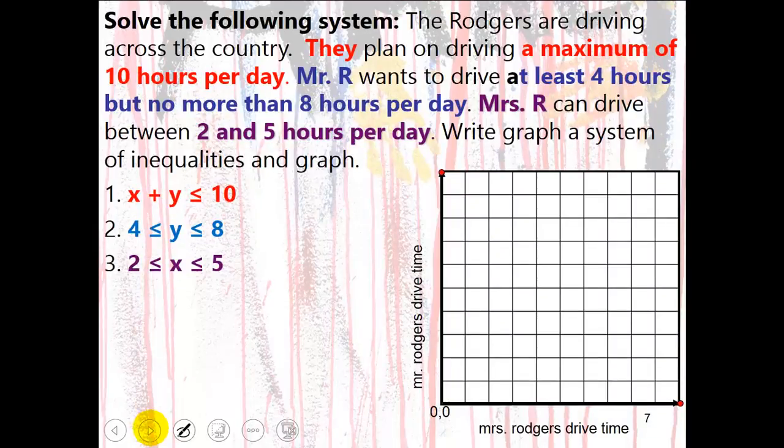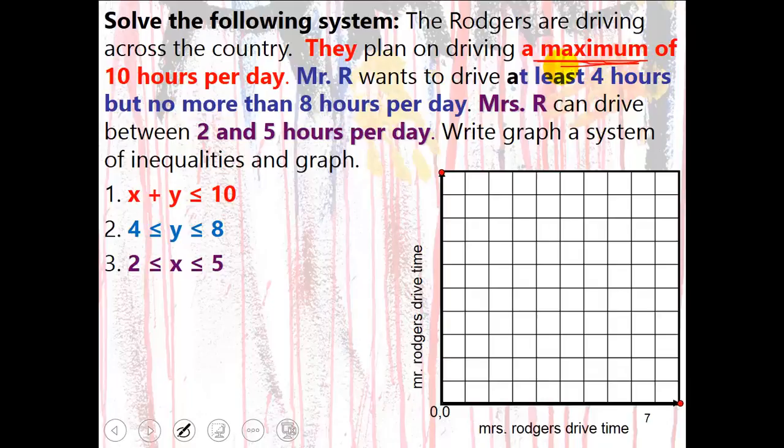All right, now we're going to apply this process in context. So let's read this application. The Rogers, Mr. and Mrs., are driving across the country. They, so that means Mr. Rogers and Mrs. Rogers, plan on driving a maximum of 10 hours. That means they could drive 10 hours or less.